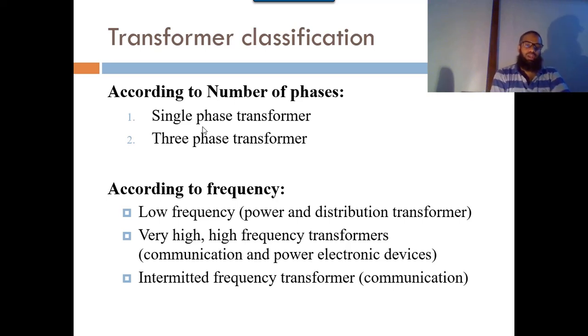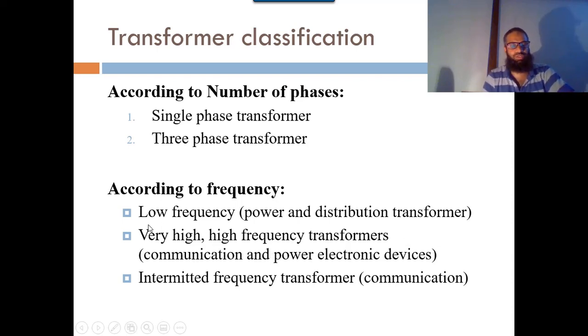Now we can classify transformers based on frequency. So there are low frequency transformers which are used in power systems like power transmission and power distribution systems. We have high frequency transformers which are used in communication, like 2 megahertz or 200 kilohertz. Similarly, we have intermediate frequency transformers which are also used for communication purposes. And some transformers are used in power electronics to control the switching of the system, so they are also high frequency transformers.